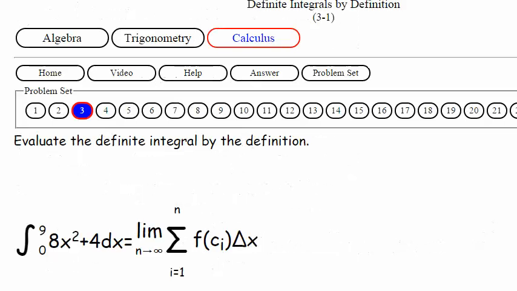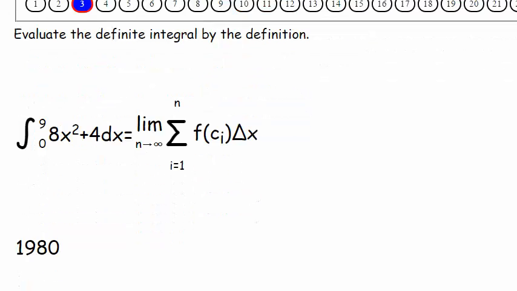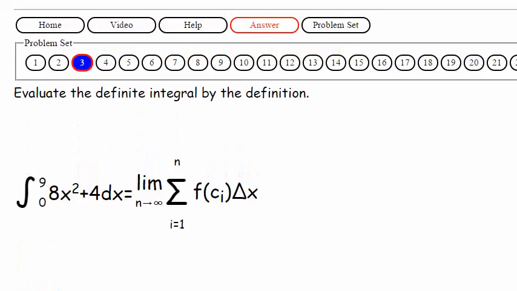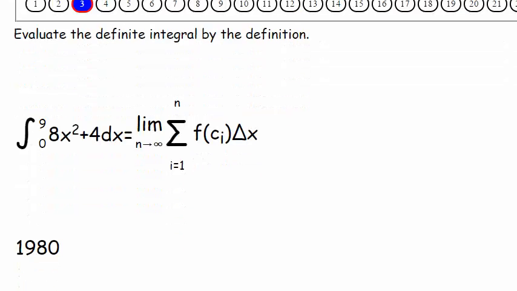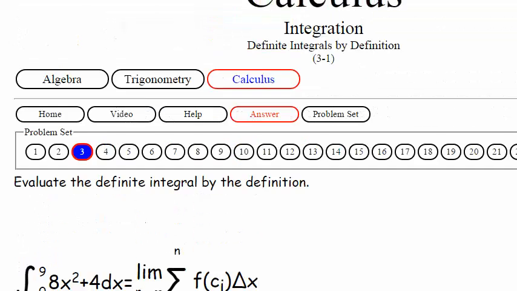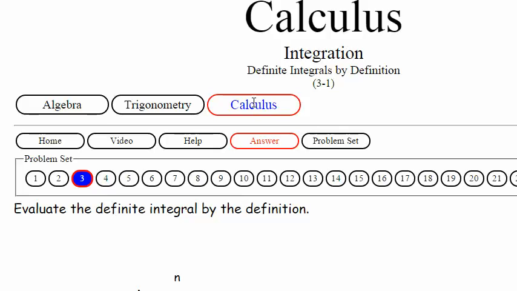Anyway, 1980. There you go. Let's check. Oh, I hold my breath because, like I said, I'm working this stuff out on the fly. So 1980. If we were looking at area under the curve, that'd be 1,980 square units, I guess. Anyway, there it is. Practice that.